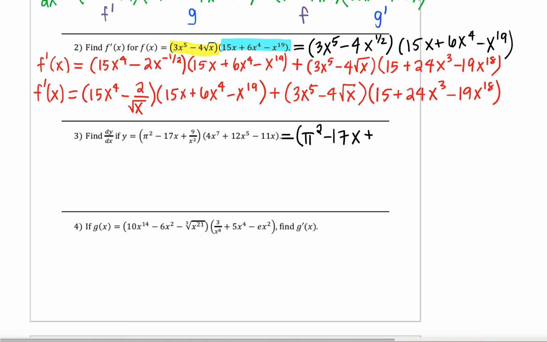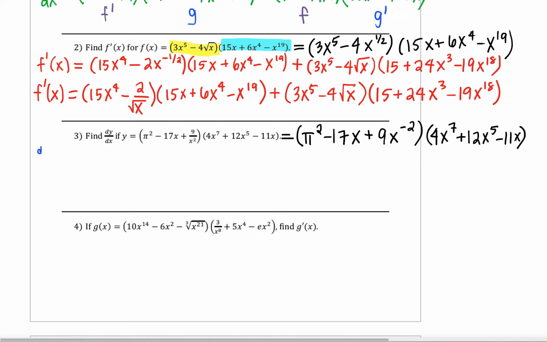Now plus 9 over x to the second, I can't use the power rule when I have variables in my denominator, so I need to rewrite that as 9 times x to the negative second. And then the second function is all good to go to use the power rule as soon as we need to. So I'm going to just rewrite that second function. Oops, that should be a parenthesis. There we go.